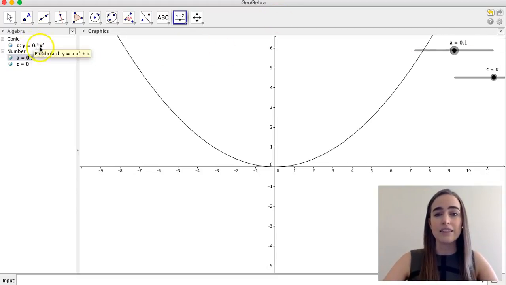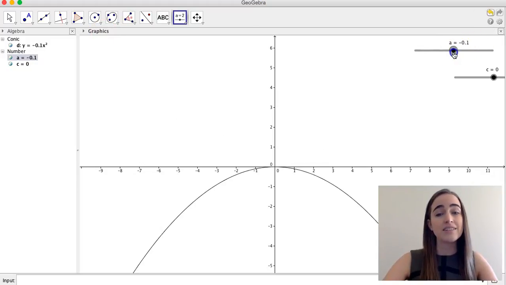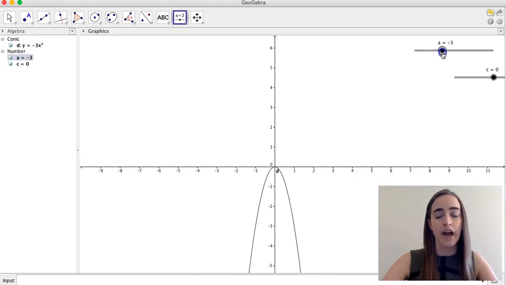We're going to drag it down. So this coefficient is going to be a negative number now. And what happens is that it flips the whole parabola upside down. But it still keeps that same relationship: numbers close to 0 give flatter parabolas, whereas as we move away from 0, our parabola gets steeper and steeper.